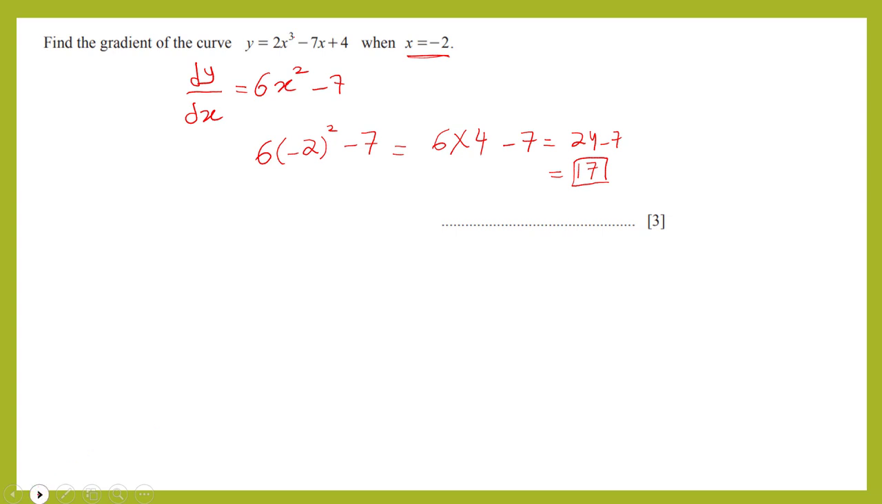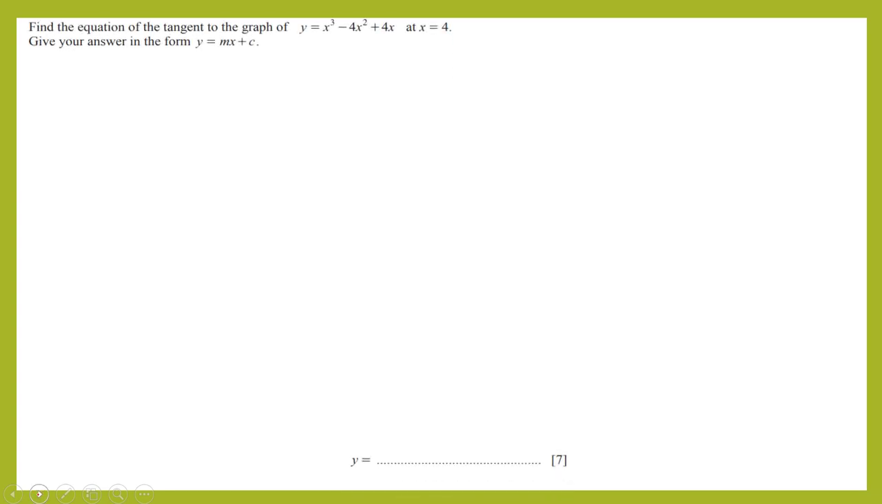Let's see one more example. We have this example that says: find the equation of the tangent to the graph of y equals x to the power of 3 minus 4x squared plus 4x at x equals 4. Give your answer in the form y equals mx plus c. So in this part we need to find the gradient and we need to find the y-intercept.